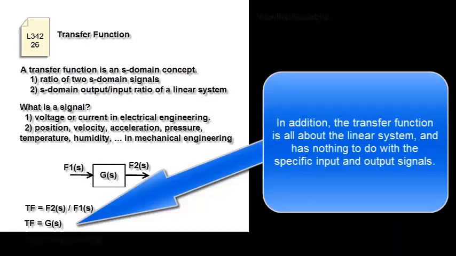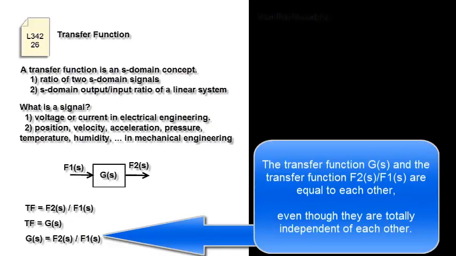In addition, the transfer function is all about the linear system and has nothing to do with the specific input and output signals. The transfer function G and the transfer function F2 over F1 are equal to each other, even though they are totally independent of each other.